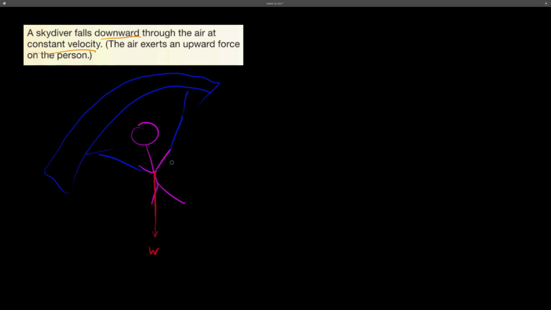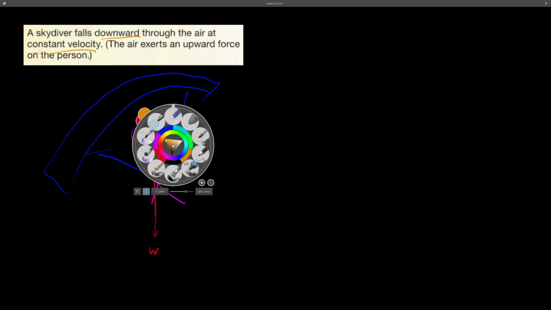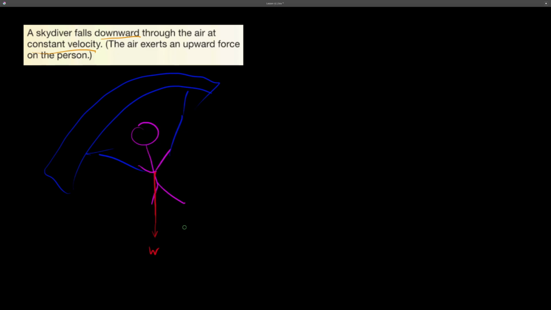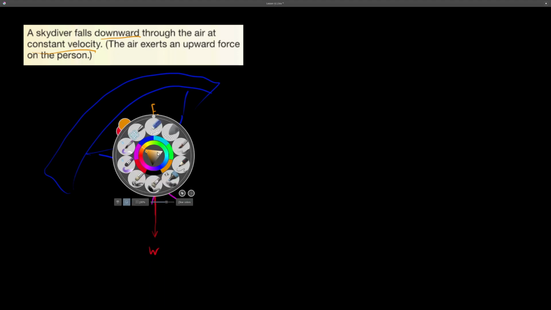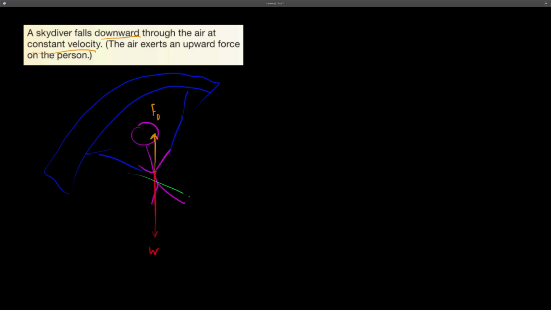That means it's not in equilibrium. It's not like this person is floating in the air. He's moving downwards, meaning that the downward force is going to be greater than the force opposing it. So that means it's going to be a smaller arrow. So we can say the drag force is smaller than the force of the weight, which is why this person is going to fall downwards, and that's why he falls. And that's it for the first question.